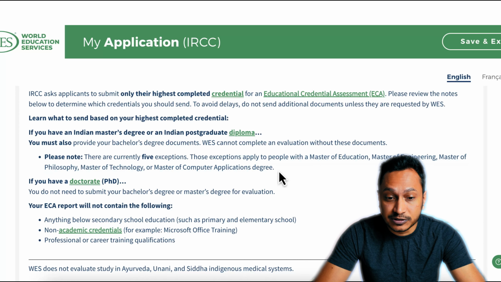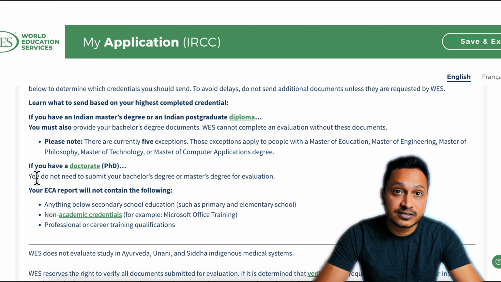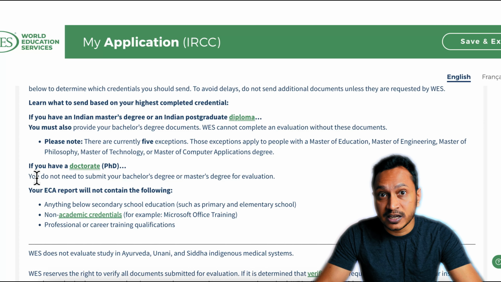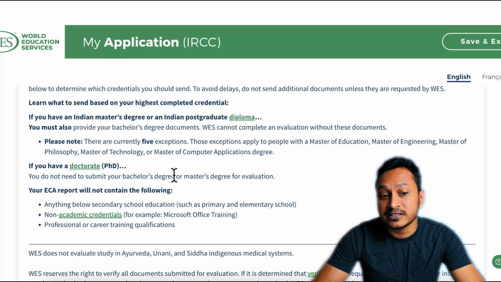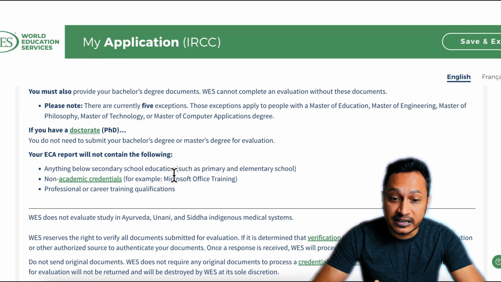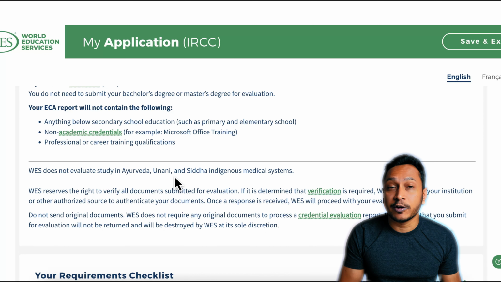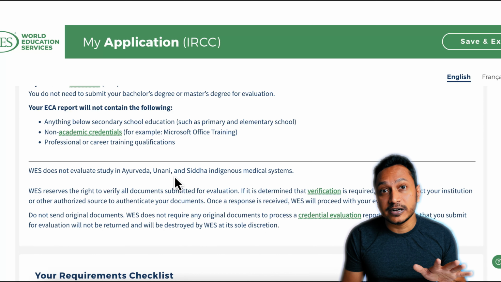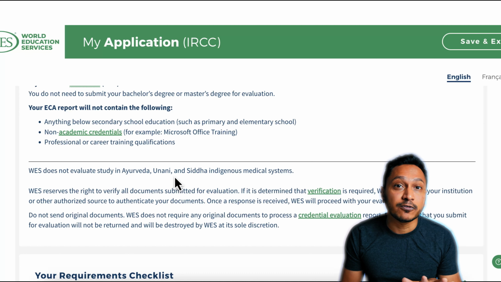So this is the most important information you need to know as someone who is applying for the WES evaluation. Just make sure that WES does not evaluate studies in Ayurveda, Unani, Siddha, or indigenous medical systems. Also, one other thing which they have not listed here is that WES does not evaluate some blacklisted universities. If I find the list of those universities, I'll put it in the description, so please check it out if you're not able to find your university while selecting the certificate on the first page.